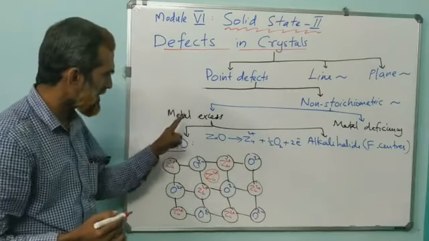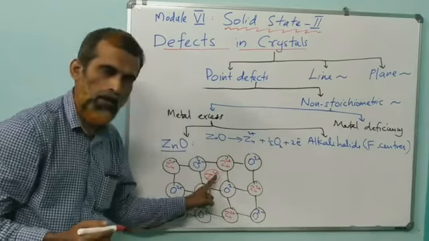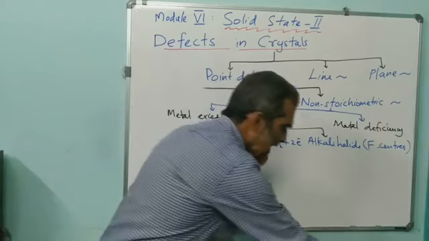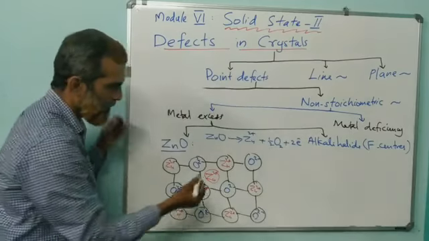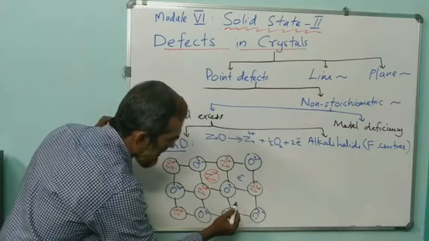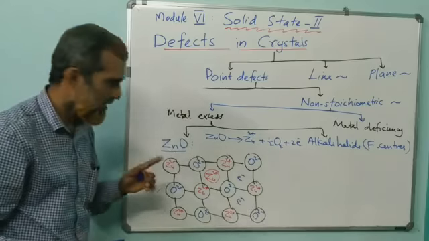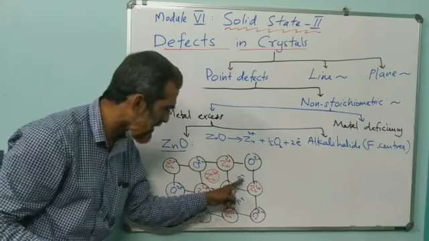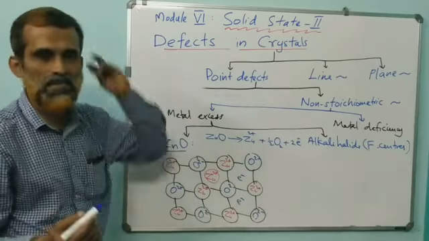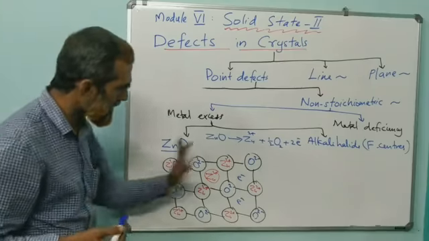So this excess zinc ion occupies one of the interstitial sites, and the electrical neutrality will be attained by an equal number of electrons which are trapped nearby. This 2+ is balanced by these 2 electrons which are obtained from oxygen. Oxygen has left the lattice. So this is a metal excess defect.